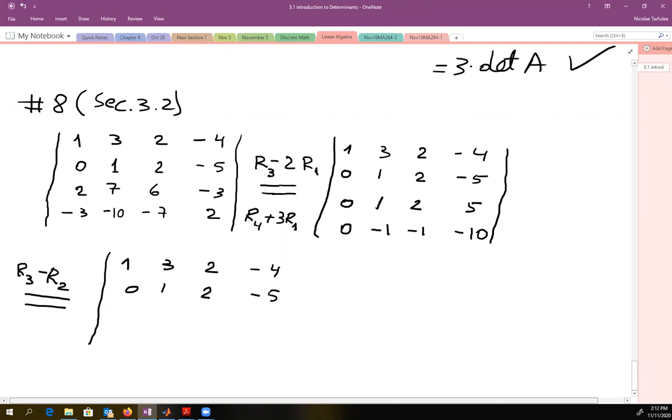Okay, now row 3 minus row 2. Well, 0 here. 1 minus 1, 0. 2 minus 2, beautiful, 0. Okay, and then what I have here is 5. It's 5 minus 5. This is 10. And here I have. Okay, let me see. Yeah, I'm gonna also do the following.